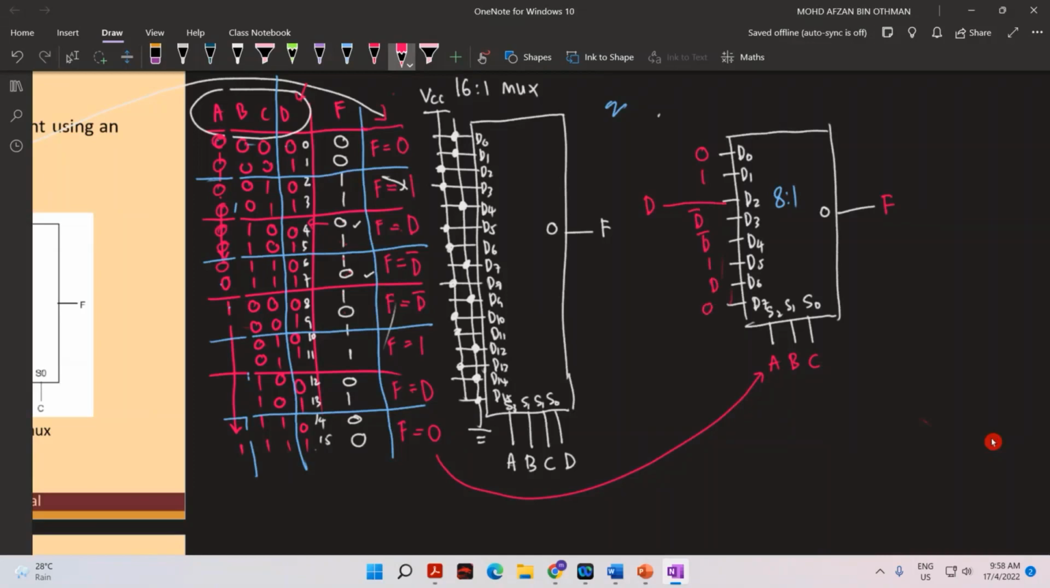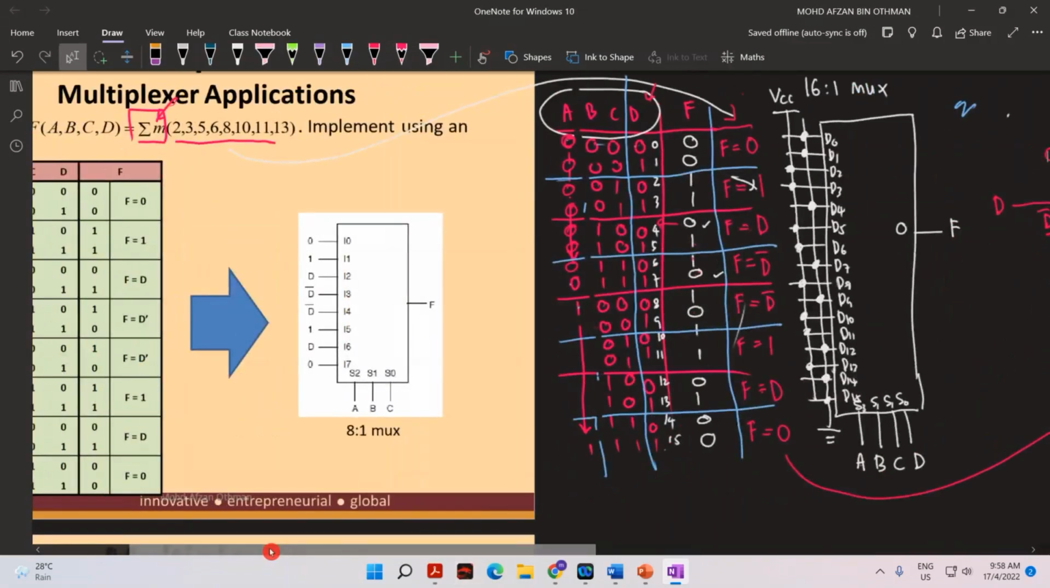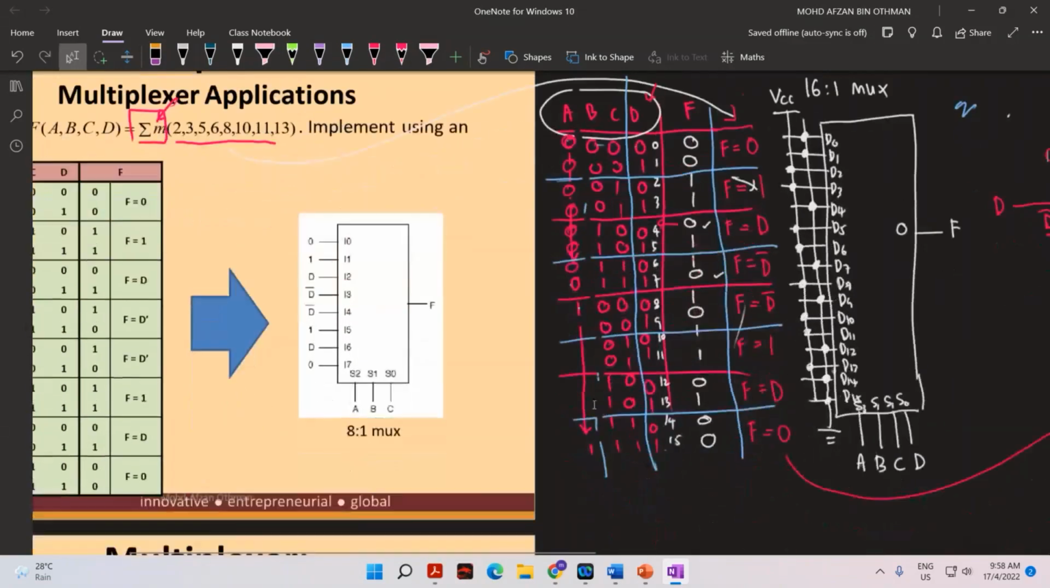So this is the input coming to your 8 to 1 mux, based on the new derived output kat sini. Okay, so that's why kalau kamu tengok kat sini, dia jadi macam ni: 0, 1, D bar, 1, D, kosong. So this is A, B, C untuk selectors and F untuk outputs. Okay, so this is for 8 to 1 mux.